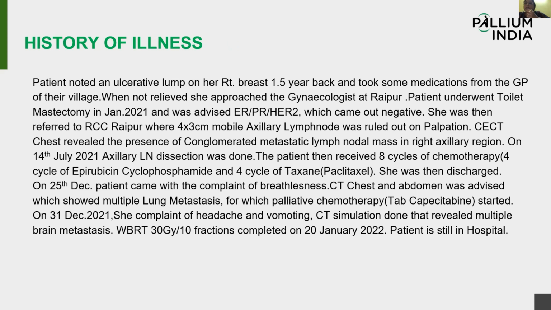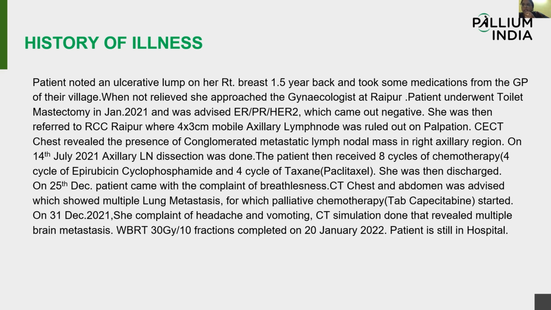So the history of presenting illness. Patient noted an ulcerative lump on the right breast 1.5 years back, and she took some medications from the general practitioner of the village, but that didn't help her, so she approached the gynecologist at Raipur city. Patient underwent toilet mastectomy in January 2021, and she was advised ER/PR HER2, which came out negative. She was then referred to the Regional Cancer Center, Raipur, where a 4 into 3 centimeter mobile axillary lymph node was ruled out on palpation. Chest CT revealed the presence of conglomerated metastatic lymph nodal mass in the right axillary region. On 14 July 2021, axillary lymph node dissection was done, and the patient then received 8 cycles of chemotherapy, in which 4 cycles of epirubicin, cyclophosphamide, and 4 cycles of taxanes, that is paclitaxel, were given.